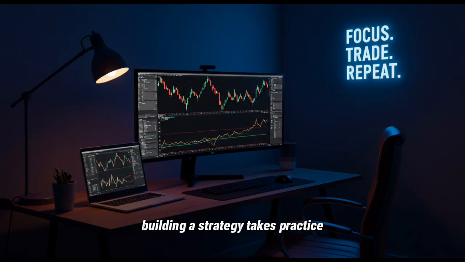Building a strategy takes practice. Don't expect to nail it overnight. Start small. Test it on a demo account or with tiny positions and tweak it as you go. What setups work best for you? Where do you set your stops? And see what clicks for you. Trading's a journey, and this is your roadmap.